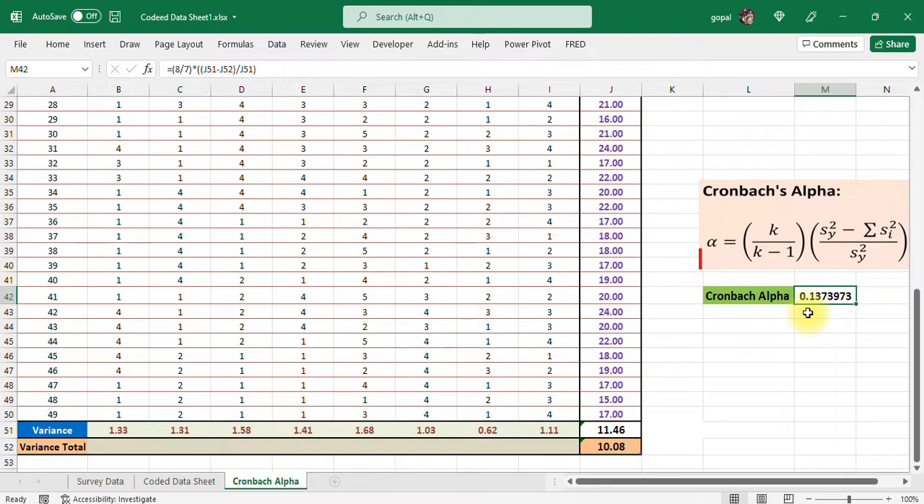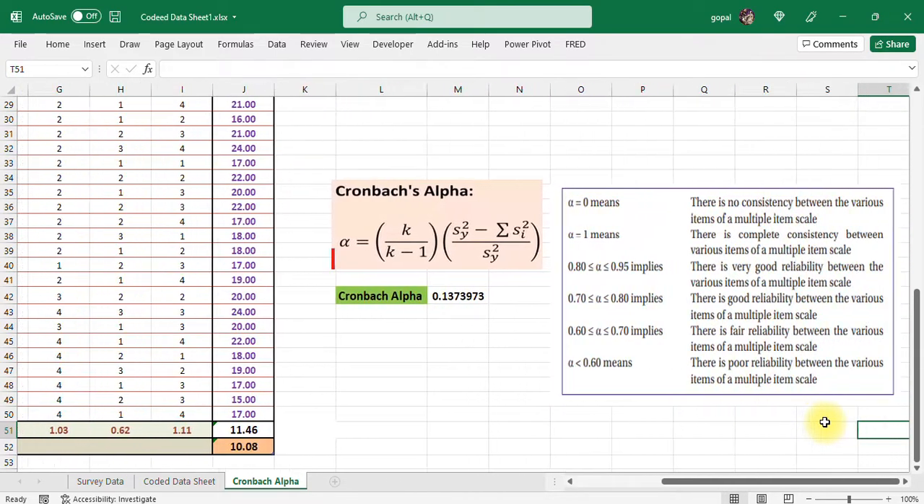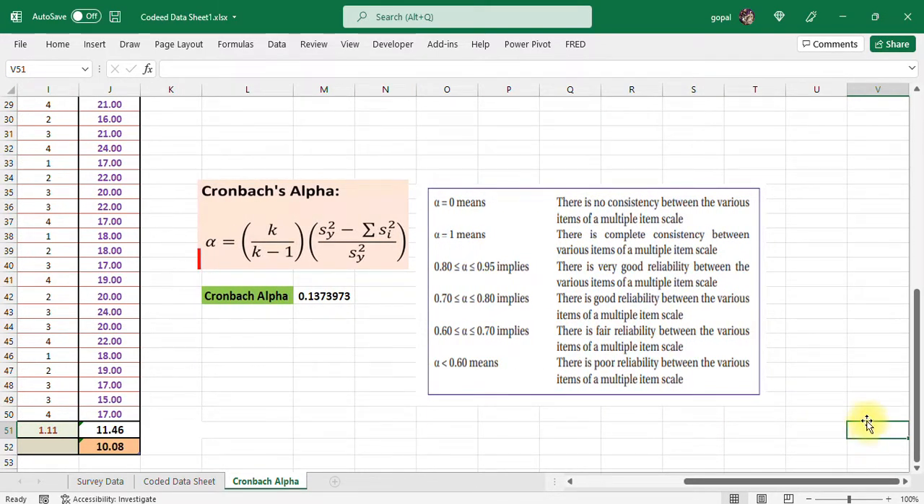So what does it mean? I need to find out whether my questionnaire is reliable or not. For this we have this table, from where we can identify whether my questionnaire is reliable or not. You can see here, my Cronbach alpha is 0.13. The range starts from 0: if the Cronbach alpha is 0, there is no consistency in your questionnaire. If alpha is equal to 1, it seems like excellent reliability.